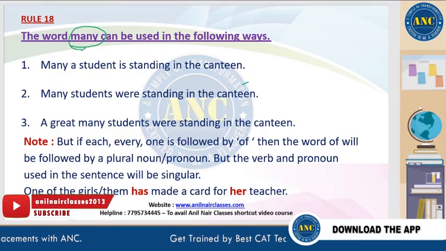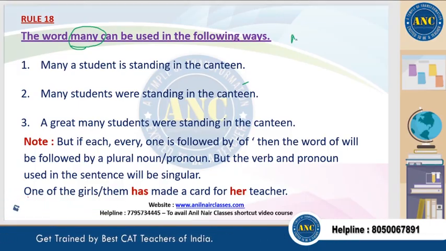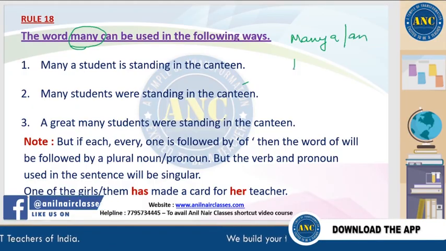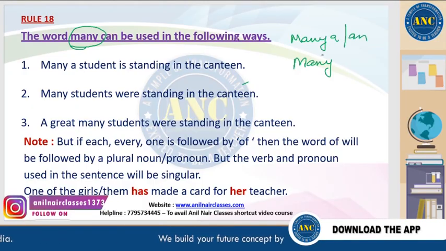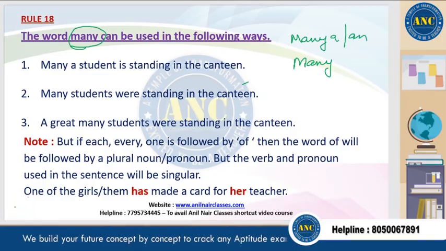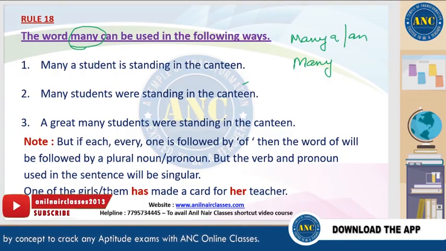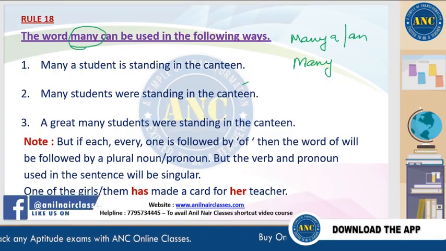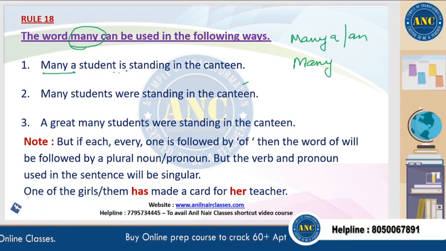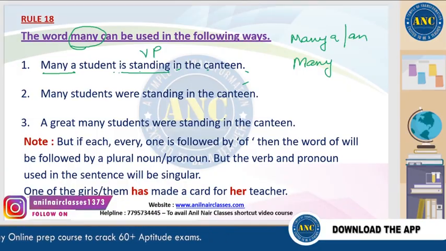So fine, now let's move ahead to the 18th rule, which says how exactly the word "many" can be used in different ways. There are two different ways in which we can use it: "many a" or "many an", or we can just say "many". If "many a" or "many an" is there, in that case it will be singular. See the example: many a student is standing in the canteen. "Is standing" is the verb phrase, and who is standing in the canteen? Many a student.